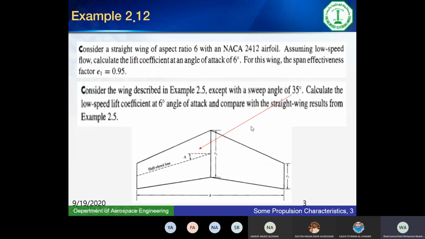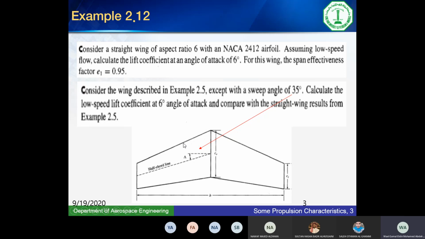Now, the problem that we are solving says it's the same wing, except that it has a sweep of 35 degrees. So the wing is swept backward at an angle of 35 degrees. That's the one measured between the half chord line and the reference line. It asks you to calculate the lift coefficient at low speeds for this 6 degrees angle of attack, and compare it with the straight wing that we had in problem 2.5. So basically, if I have a straight wing and a swept wing and everything else is the same, what is the change in lift coefficient?